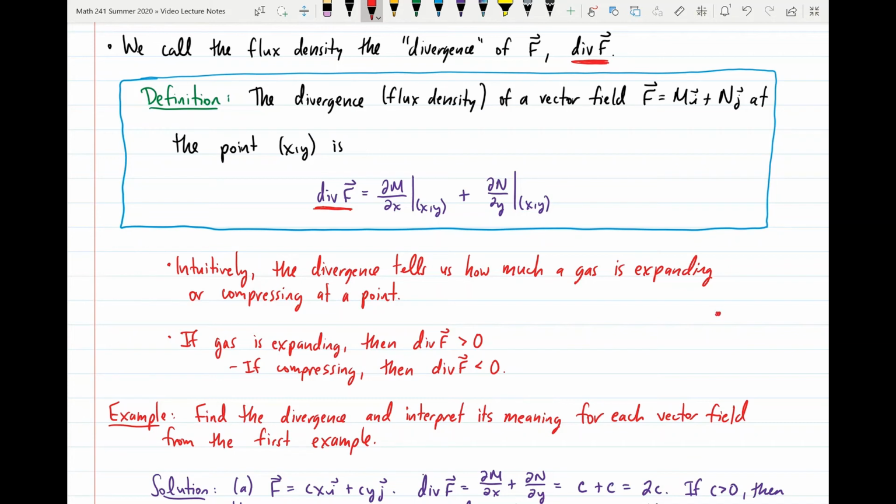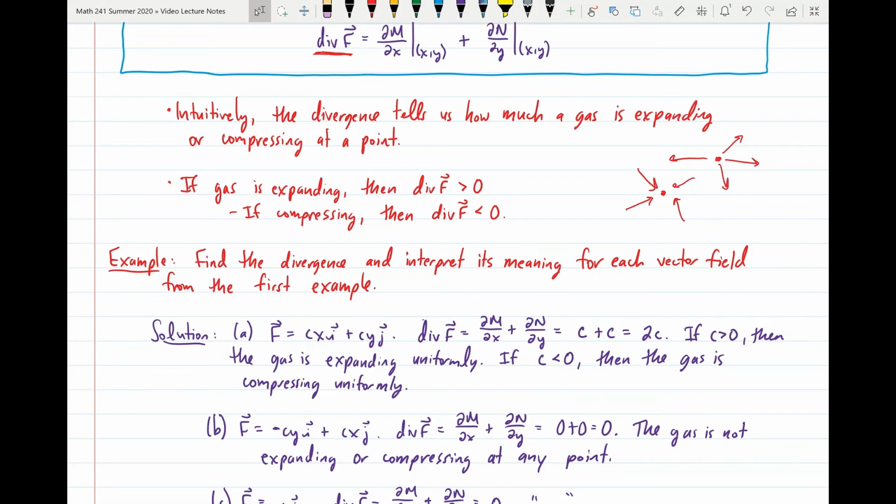point. So if you pick one point in the plane like this, and our vector field looks like it's expanding outward from that point, then the divergence of F at that point is going to be greater than 0. And if at our point it looks like the gas is compressing towards the point in the region around the point, then the divergence of F at that point is going to be less than 0.